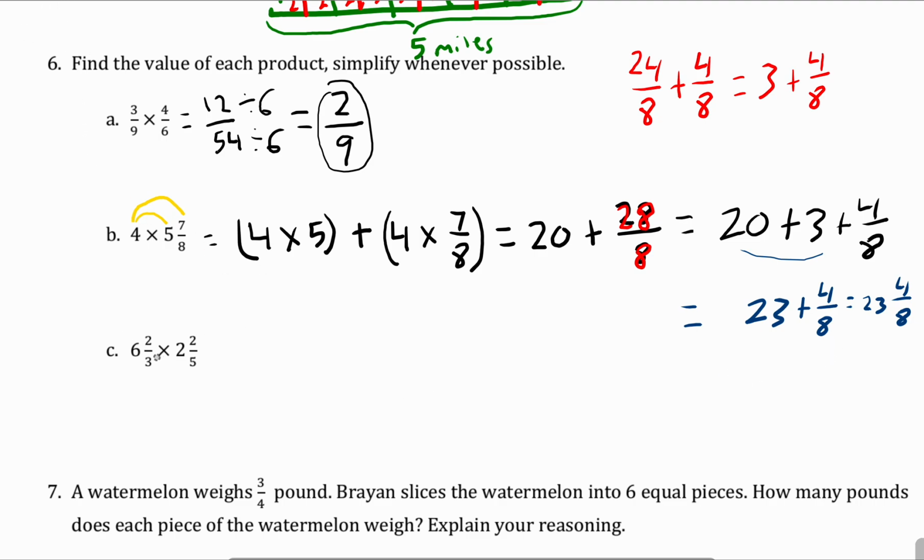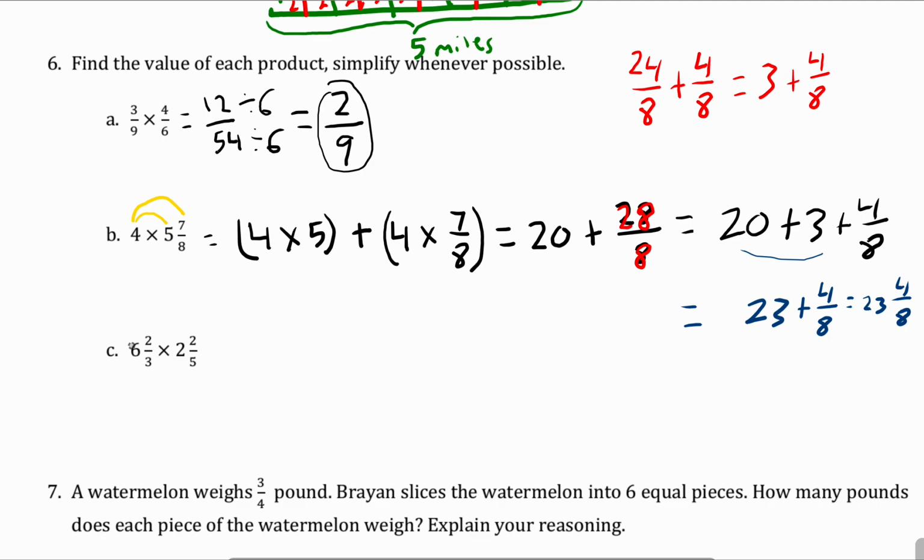So the next one, when you have a mixed number times a mixed number, you have to convert both mixed numbers into an improper fraction. Because if you use the distributive property here, it makes it much more complicated. This is the easiest way to multiply mixed numbers: turn them both into improper fractions so that we can just multiply across. So let's go ahead and do that.